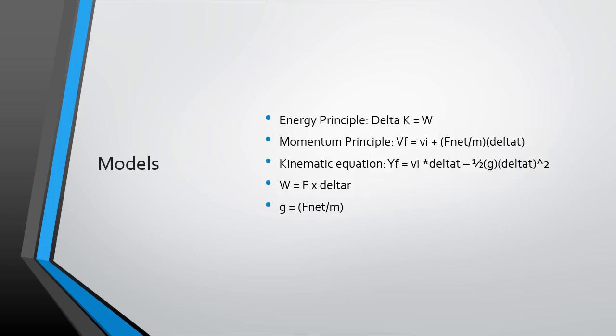Alright, so for my models, I use the energy principle. For this one, I did the simplified version, so delta K, the change in kinetic energy, equals work. I also use the momentum principle, which is this one, the velocity update formula. So final velocity equals initial velocity plus F net over mass times delta t. Also have the kinematic equation that we use right there, and then a work equation, which is work equals force times delta r. And acceleration for this will be F net over m, but in this case we use gravity as the acceleration.